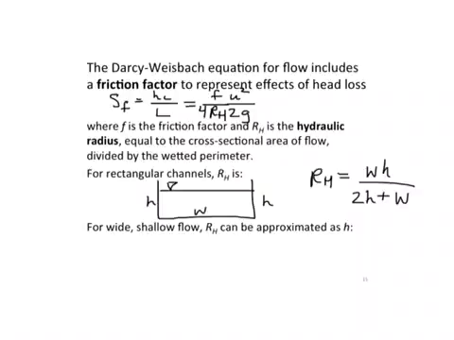Okay, for wide, shallow flow, the inequality of the width being much greater than the channel depth is satisfied, and we could approximate the hydraulic radius as approximately equal to WH over W, because we're going to ignore those two H's, and we could say that the hydraulic radius is approximately equal to the channel depth. This ends up being a useful assumption a little bit later on.